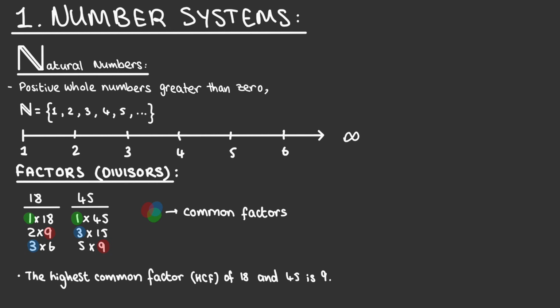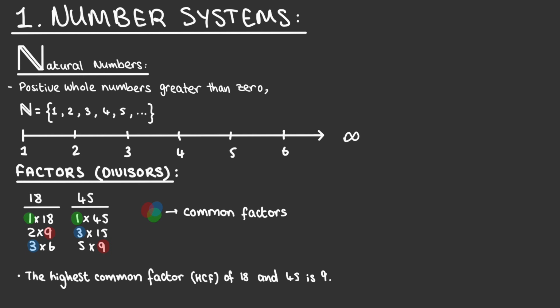Some numbers have common factors, which are just factors that are common to both numbers. So for example, 18 and 45 have the common factors 1, 3, and 9, because they can all be divided into 18 and 45, leaving no remainder. The highest common factor of 18 and 45 is 9, since 9 is the largest whole number which can be divided into 18 and 45, leaving no remainder.